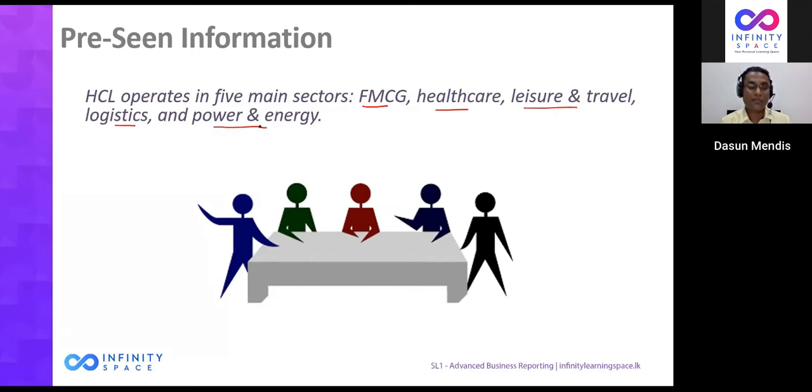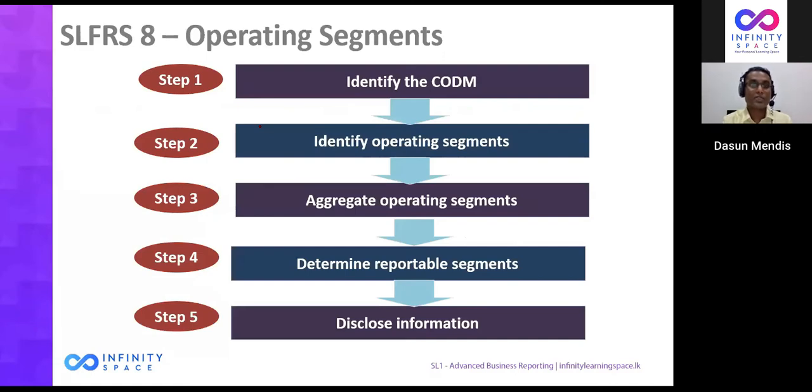Right? If the company is listed, then it's a mandatory requirement to follow segmental reporting. But at the moment, even though it is a private company, they are following it on a voluntary basis. So there can be a question out of this area, where you should be aware of the steps to be followed for operating segments under SLFRS 8. There are actually 5 steps.